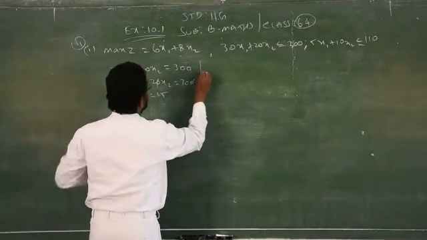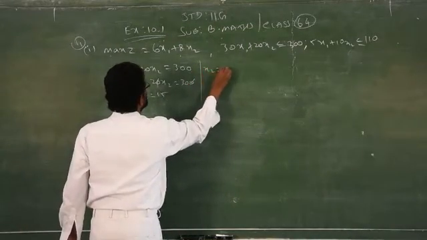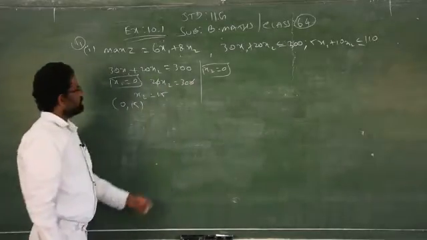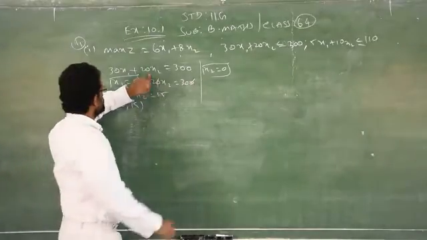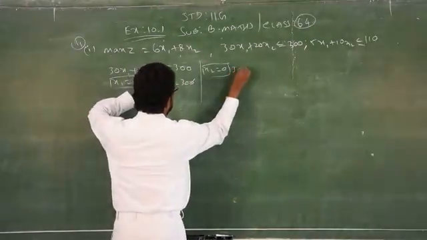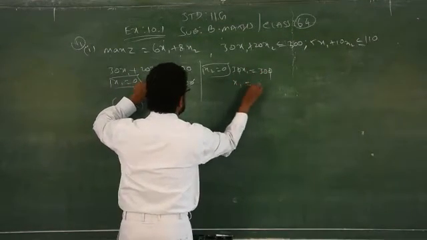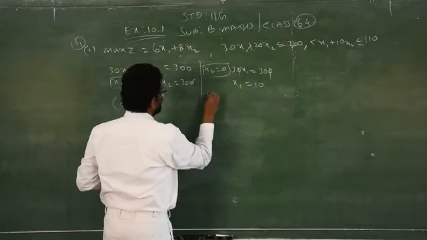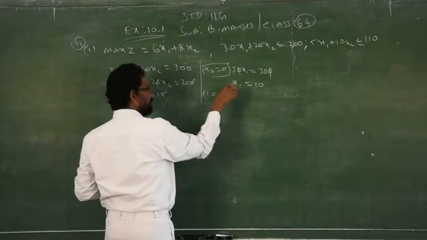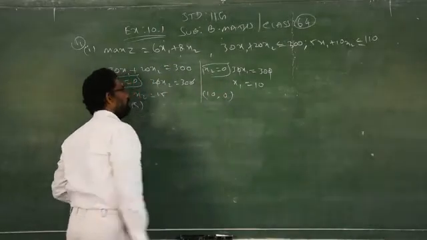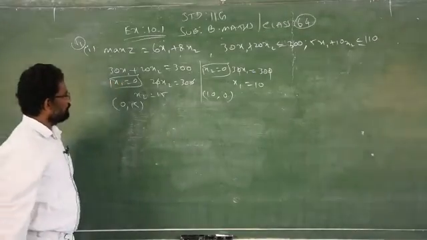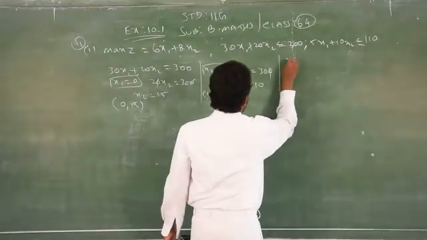Similarly, you take the same equation, you have to replace x2 equal to 0. When you replace x2 equal to 0 in the same equation, you will get 30x1 is equal to 300. So you will get x1 equal to how much? 10. So 10 comma 0, x1 stands for x-axis, x2 stands for y-axis. 10 comma 0. Take the next equation.